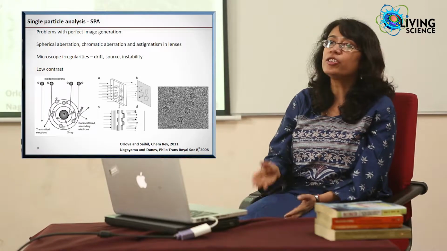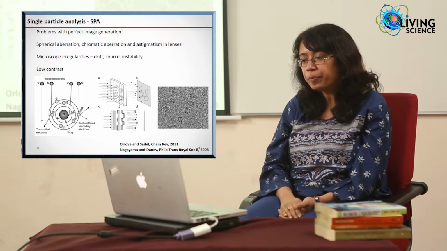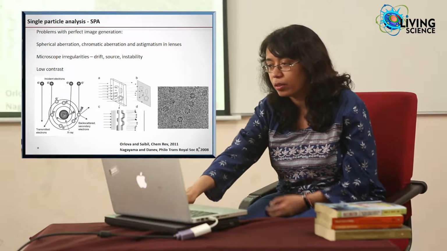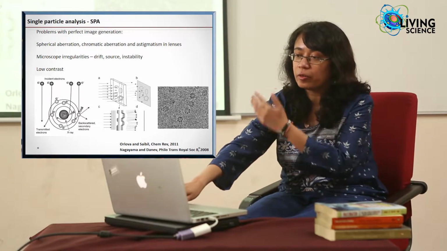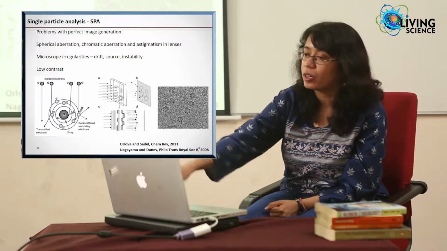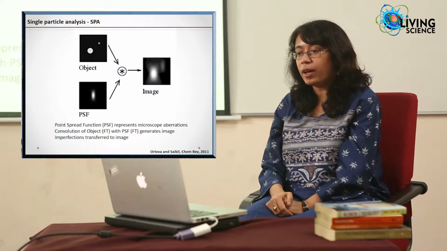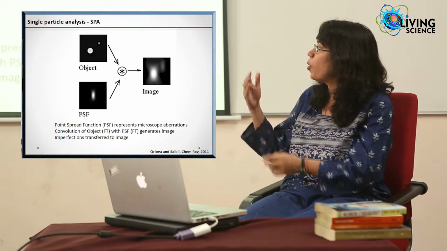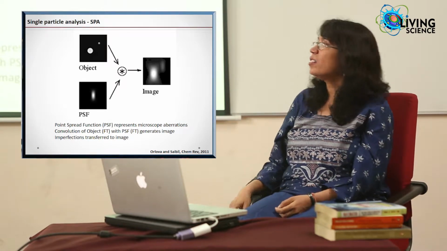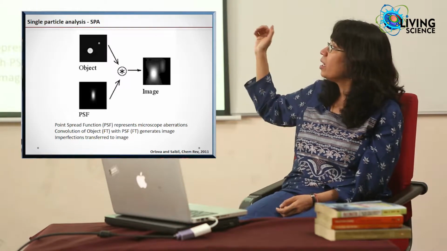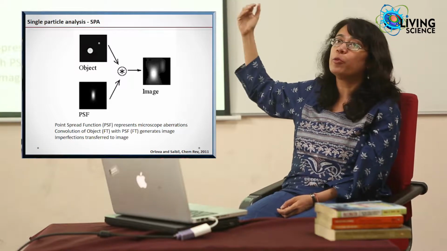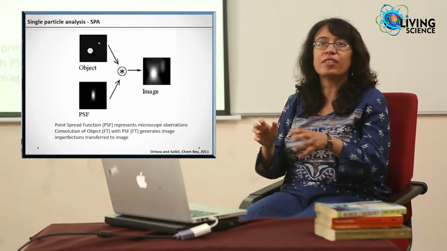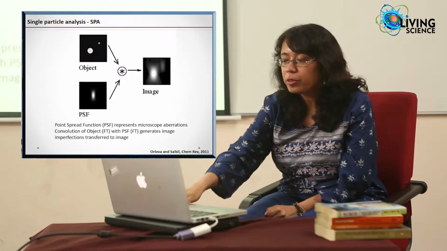So all in all, in addition to the low contrast of the sample, there are some corrections which need to be done in order to negate some of these issues which occur with image generation. All of these factors together, issues with the microscope, are termed the point spread function, or PSF, and essentially the image that one generates is a convolution of the object Fourier transform with the PSF. So that is the image.